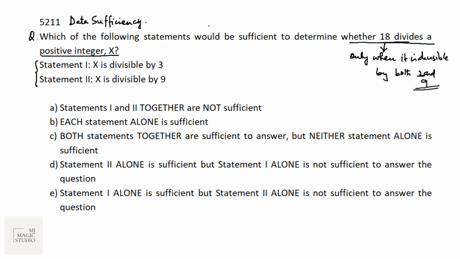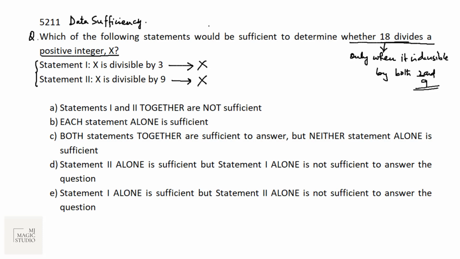Statement 1 says x is divisible by 3. This gives us no conclusion, because if x is divisible by 3, it doesn't mean that it is divisible by 18. That means statement 1 alone is not sufficient. Now statement 2 says x is divisible by 9, but again it doesn't say anything about 2.